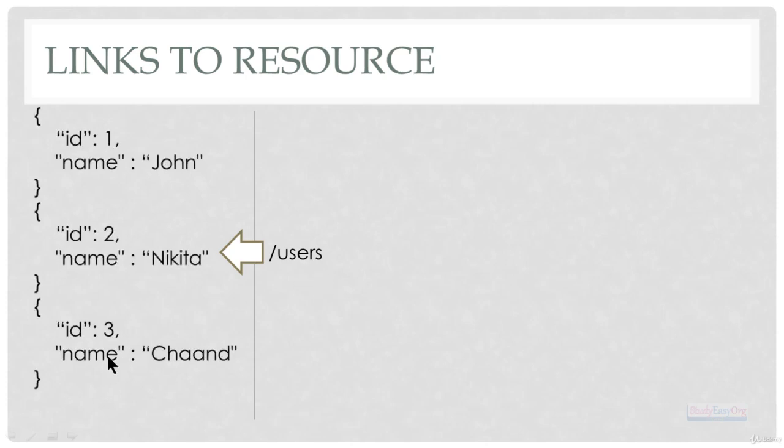Alright, imagine we have a URI /users, and whenever we hit the URI /users, we get a response. In our database, we have 3 users. We have information of 3 users with ID 1, 2, and 3. The names of the users are Nikita, John and Chand.